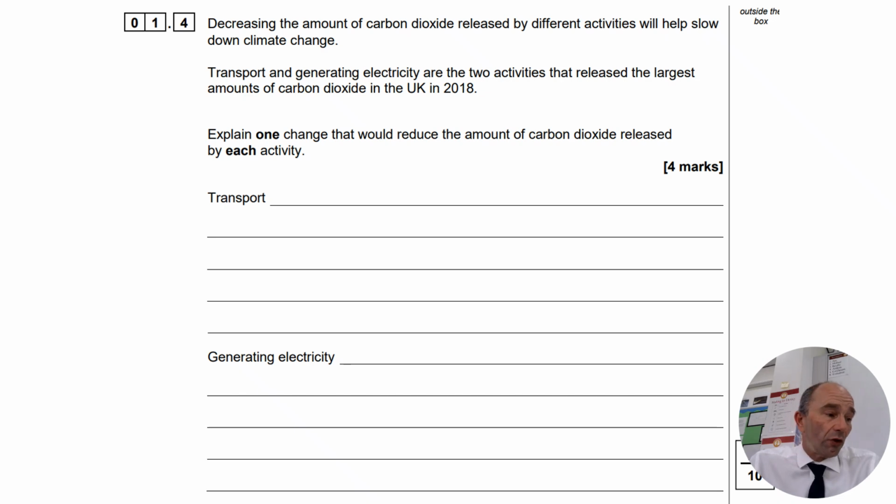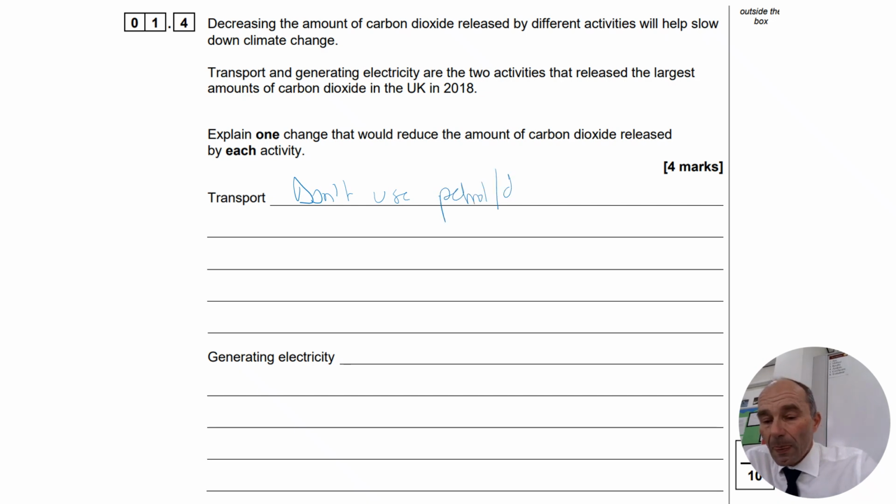In a way, you'll get 1 mark for giving an idea of what you could do, and then a second mark would be to explain the impact of that change. So in terms of transport, it would be don't use petrol or diesel cars, or at least reduce the use of them. So you could do that.